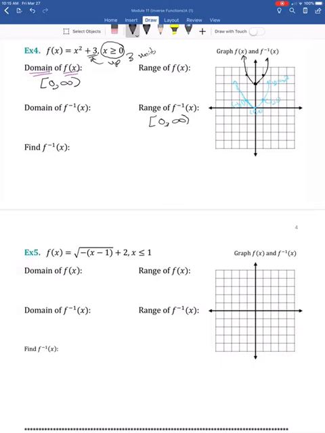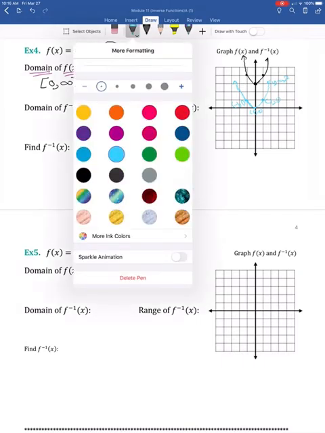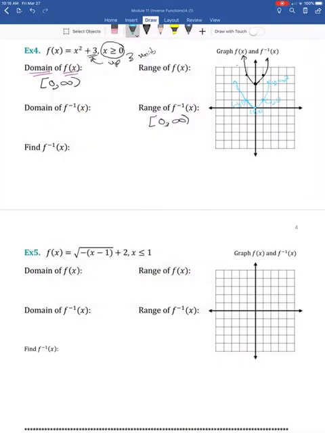Now, with that said, that's not a one-to-one function. That fails the horizontal line test. If we were to draw a horizontal line, it crosses more than one point. So again, there's more than one x for the same y value. Each y must have exactly one x to be one-to-one. So again, we have to restrict the domain. Let's go ahead and do that. Let's restrict the domain to what it said, x greater than or equal to 0.